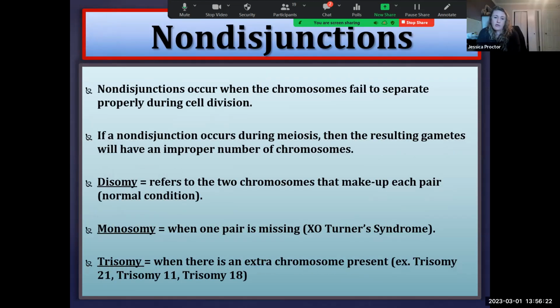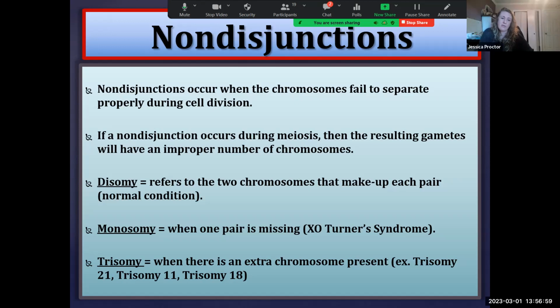Okay, so non-disjunctions will occur when the chromosomes fail to separate properly during cell division. They'll be the most detrimental if they occur during meiosis, because that means that there are egg cells and sperm cells out there with the wrong number of chromosomes, with either 24 or 22 when we need 23 in the typical gamete. So if a non-disjunction occurs during meiosis, then the resulting gametes will have the improper number of chromosomes. Instead of the 23, they would have either 24 if they have an extra, or 22 if they have one missing.